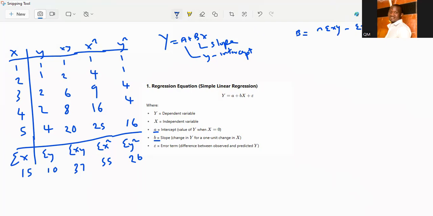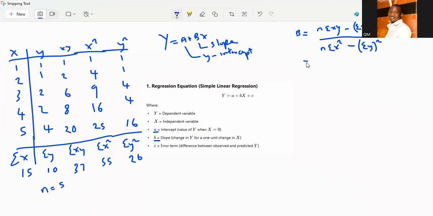xy, summation of x, and summation of y. You should have these formulas at your fingertips. Divided by n summation of x squared minus summation of x summation of y to the power 2. So n is the number of what? Rows we have there. 1, 2, 3, 4, 5. So our n is 5.